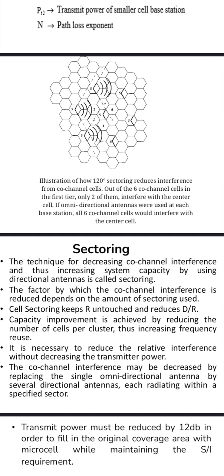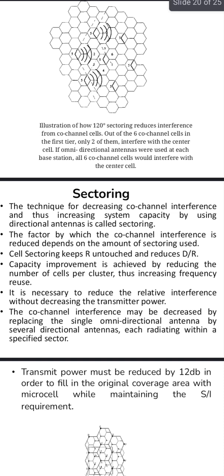Capacity improvement is achieved by reducing the number of cells per cluster so that frequency reuse can be increased. And also it is necessary to reduce the relative interference without decreasing the transmitter power. Consider a normal cell radiating signals in all directions, 360 degrees. But in sectoring, the cell is divided into 3 sectors of 120 degrees each, or 6 sectors of 60 degrees each.